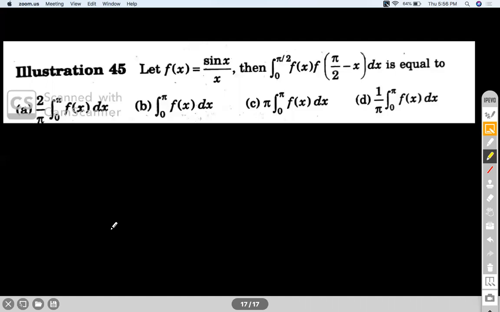Let f of x be sine x by x. Then the integral from 0 to pi by 2 of f of x into f of pi by 2 minus x is equal to which of the following options?